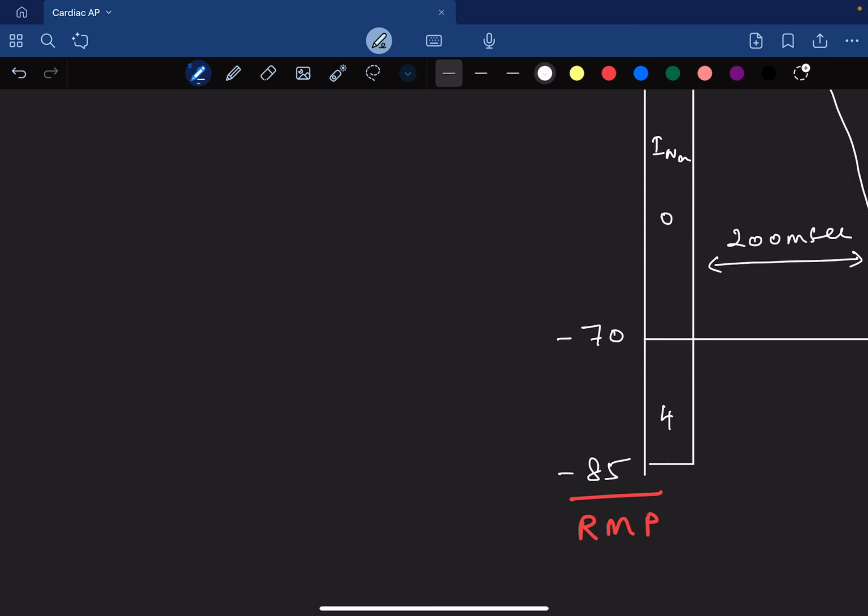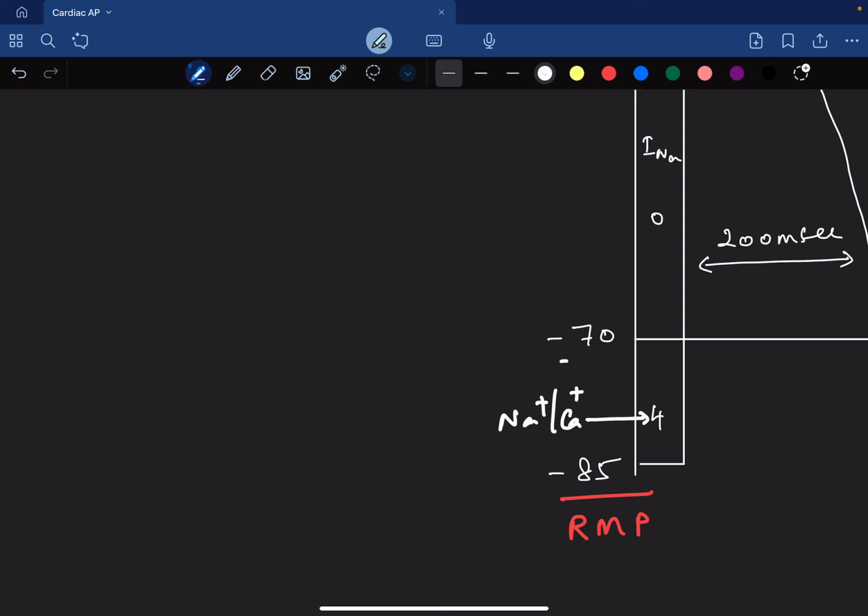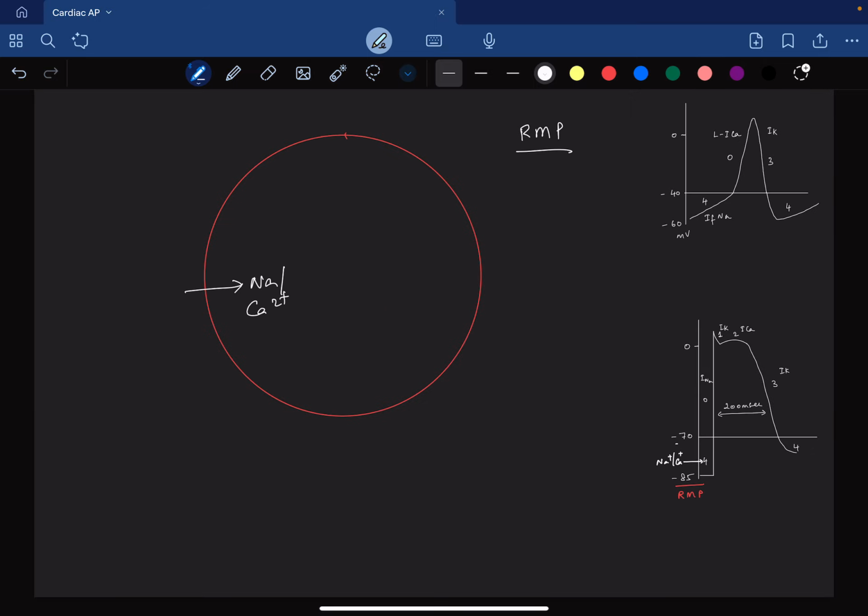Sodium and calcium enter during this phase and cause an increase of the potential, because again these are positive charges. They cause the charge inside or around the membrane to go a little bit more positive, in this case up to minus 70 millivolts. So from minus, again we are going toward plus. And just like the pacemaker potential has minus 40 millivolts as a threshold potential, minus 70 millivolts is the threshold potential for cardiac myocytes.